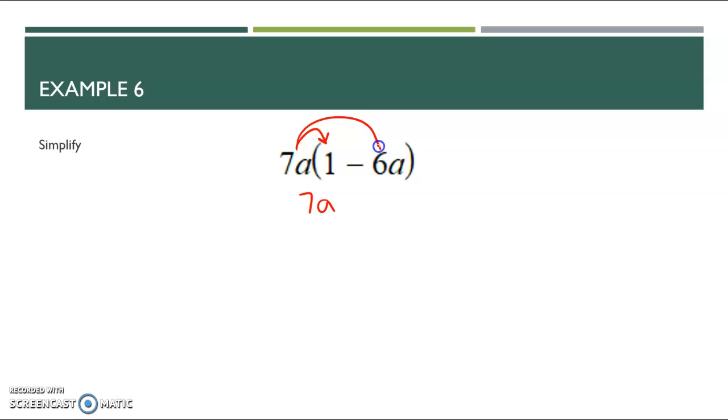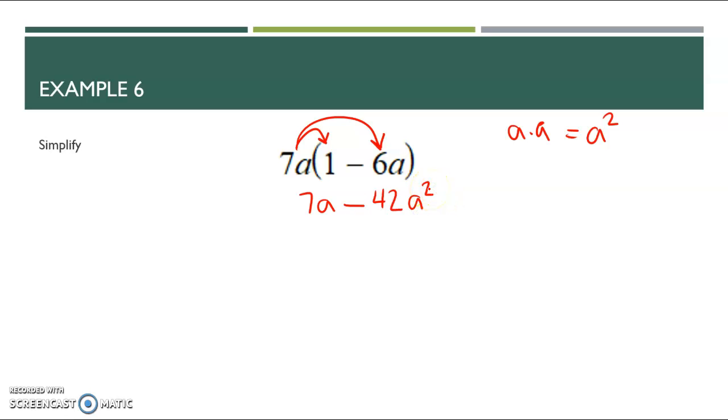Then we're going to take the 7a times, and this is a minus, so this is going to be a minus. So 7 times 6, which is 42. And now this is where we have to be careful because we're going to take a times a. And so remember, when we take something times itself, we write repeated multiplication as an exponent. So a times a is a squared. And so we're going to end up with 42a squared.